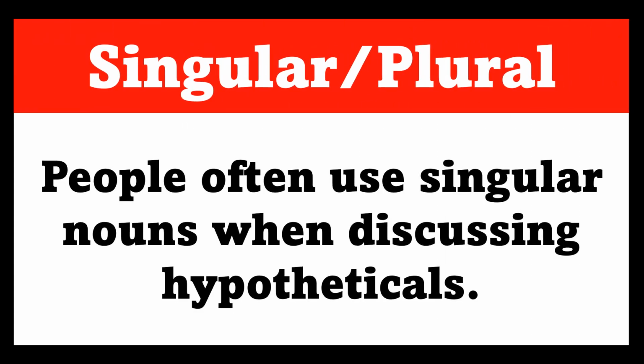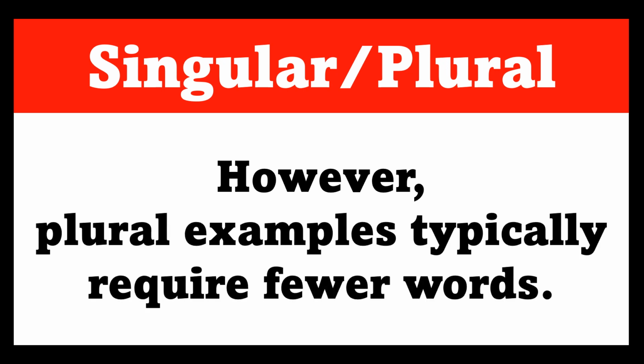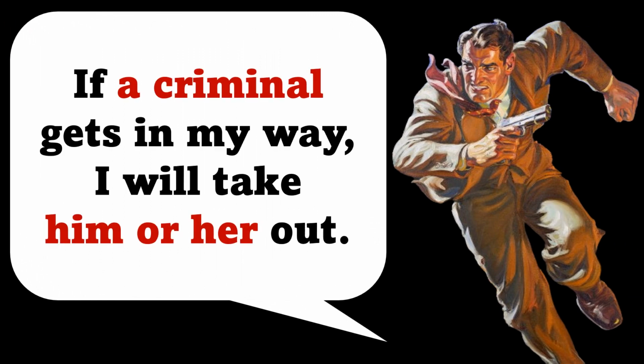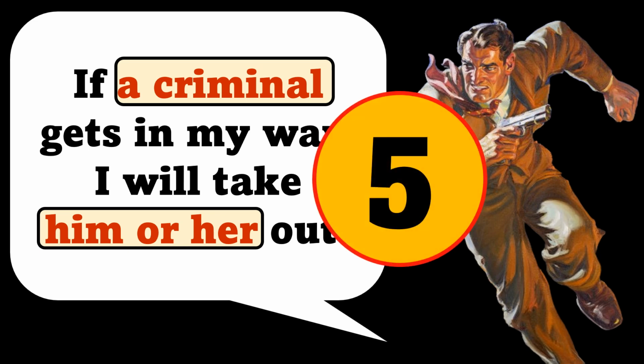First, we're going to look at singular versus plural. People often use singular nouns when discussing hypothetical scenarios. However, plural examples typically require fewer words. For example, we might write, if a criminal gets in my way, I will take him or her out. Now, in this context, we have the singular a criminal. We need the indefinite article a because we're not specifying which criminal we're talking about. That's two words. And then we have him or her. We haven't specified gender, so this person is placing it in a strict binary. That's 5 words of that sentence's total word count.